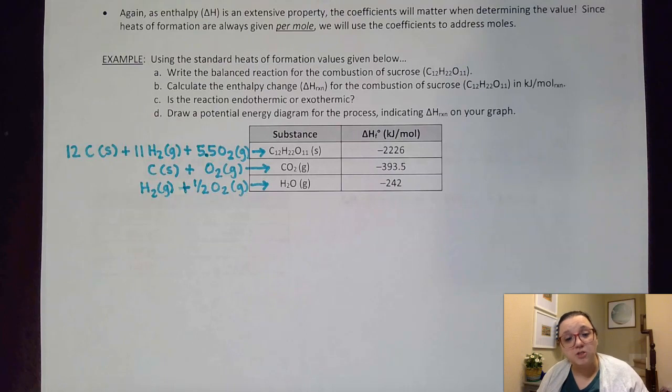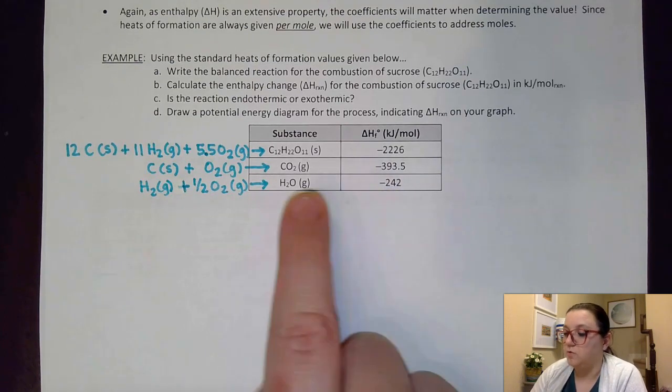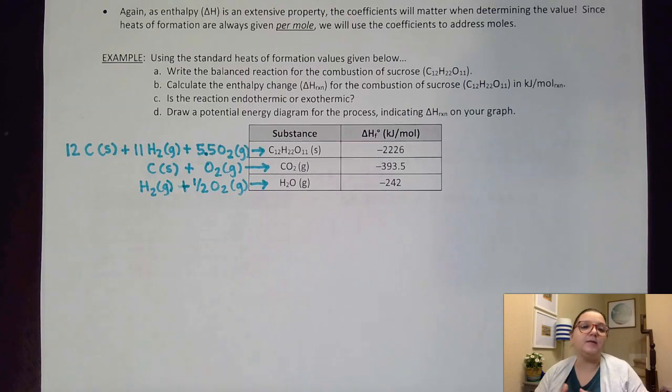Something else I have to watch out for are the states. While this is the heat of formation to form water as a gas, there would be a different heat of formation to form water as a liquid. Why? Because there's a heat change associated with going between a gas state and a liquid state, and we would see that reflected in that heat of formation value. So keep that in mind. We want to be very careful on those states.